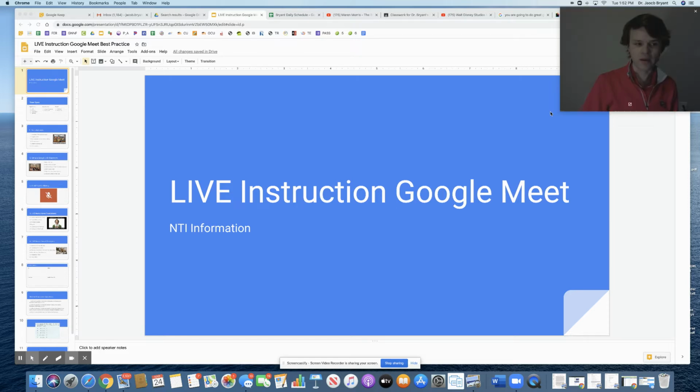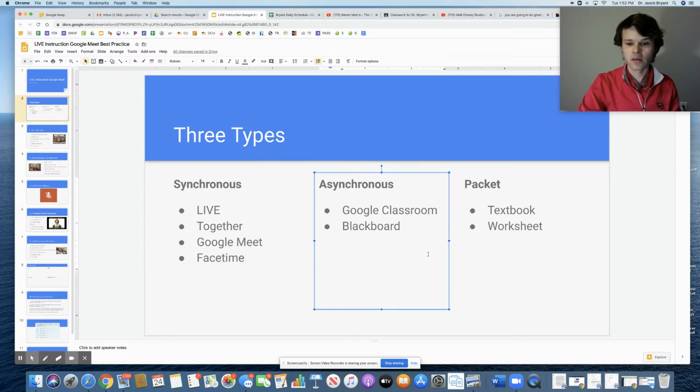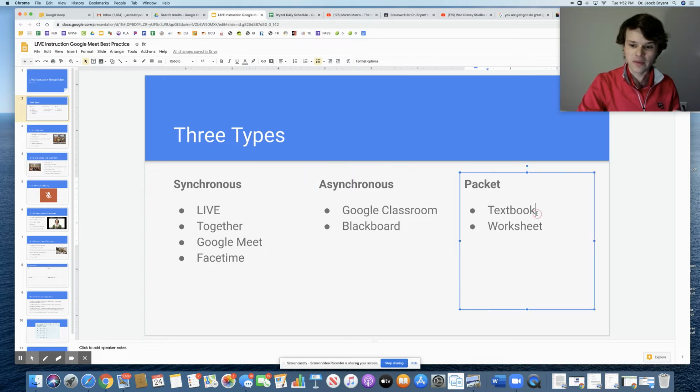So I want to go back over this slide that was in the previous presentation, and that was the three types of online instruction, or the three types of remote instruction. So there's synchronous, which is what we're going to focus on. Live instruction, think like FaceTime, Google Meet, Zoom. We're going to talk about what that is in this screencast. The asynchronous instruction is the work that's going on in Google Classroom, the work that's going on in Blackboard. And then there's the folks that unfortunately don't have great internet access that are using textbooks and worksheets.